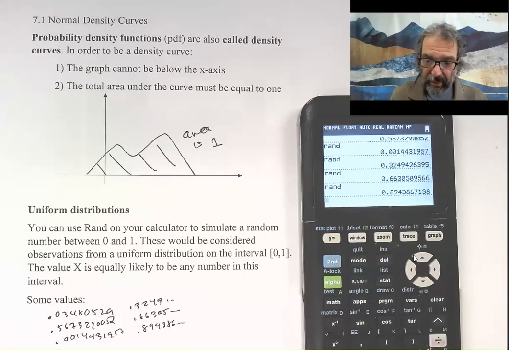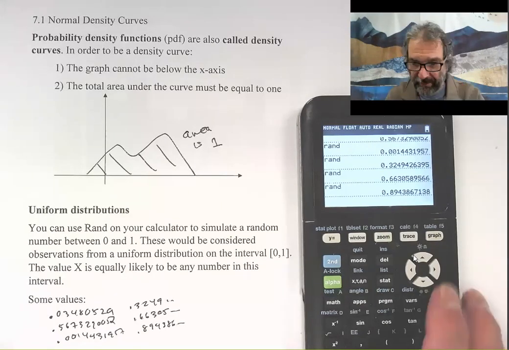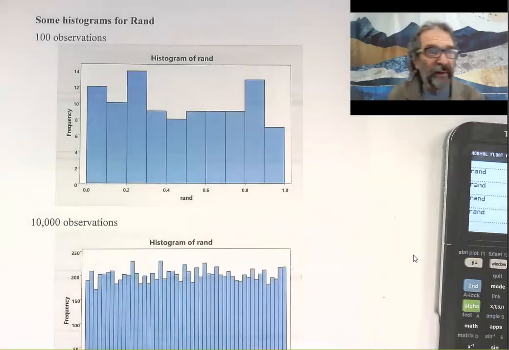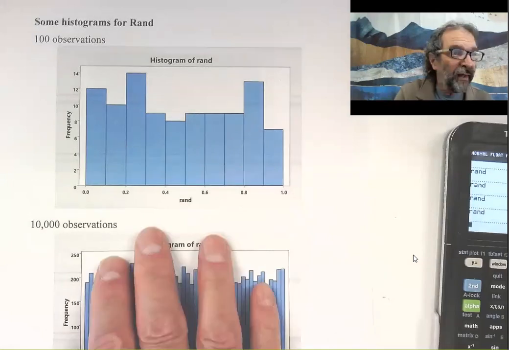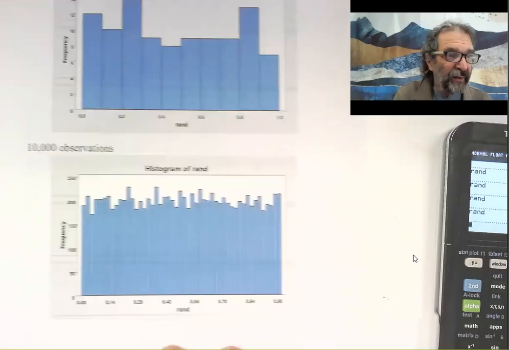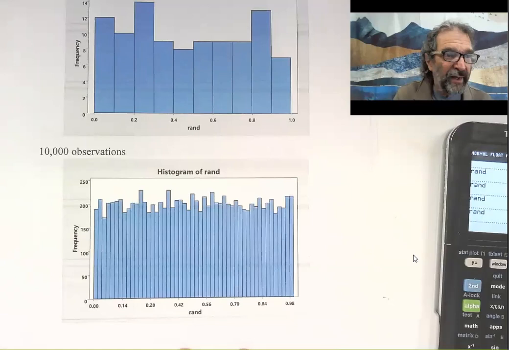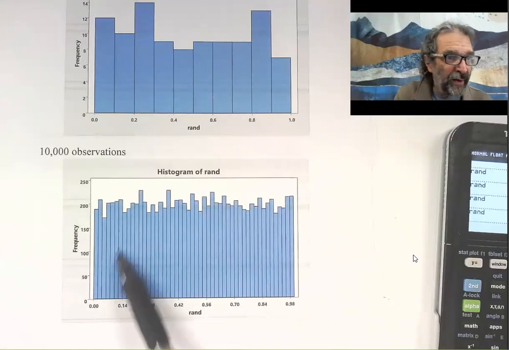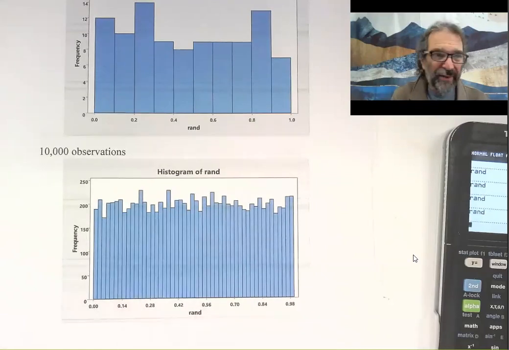So what you can do then is collect a lot of these values and make a histogram. Here's what they would look like if you did it 100 times. You get this kind of jaggedy thing. But an unusual thing happens as you increase the number of observations. It doesn't happen very fast. There's 10,000. But you know what? You're supposed to be equally likely to be any of these numbers from 0 to 1. So these bars should basically be the same height. But of course they're not, because they're random. And so the randomness causes the jagginess.